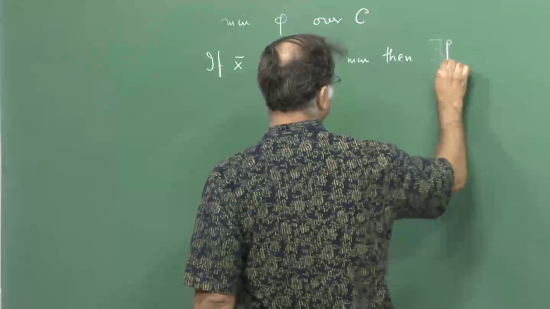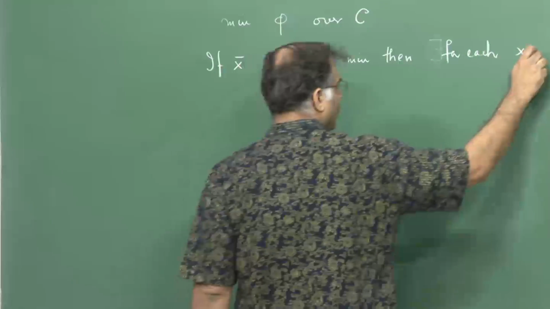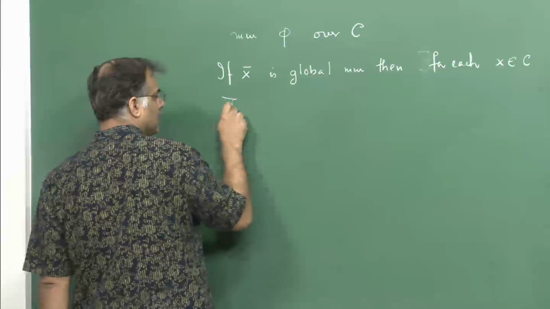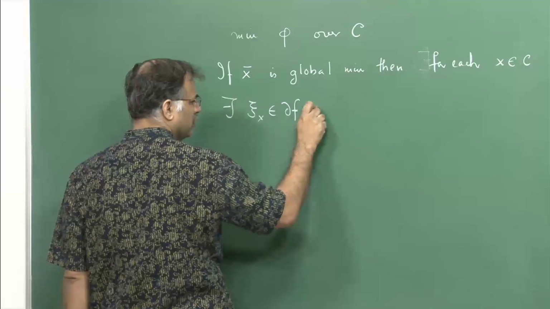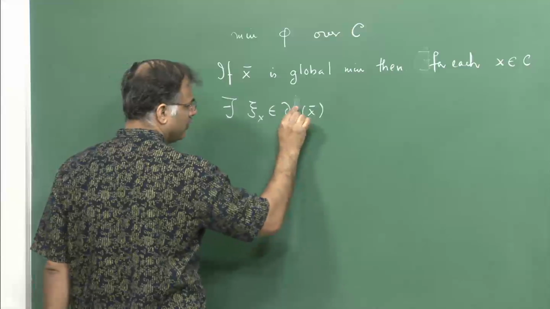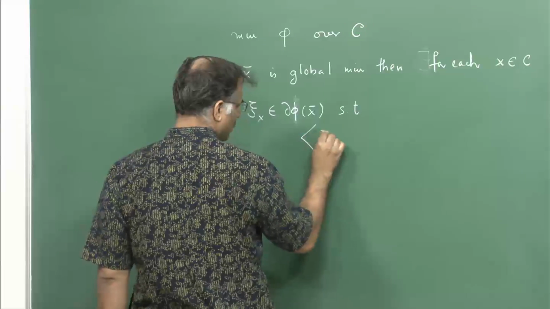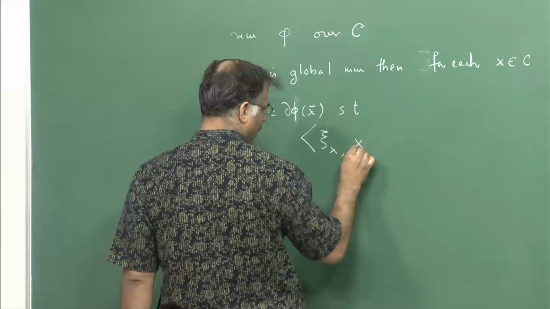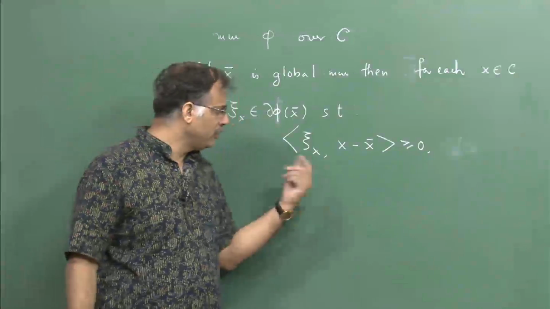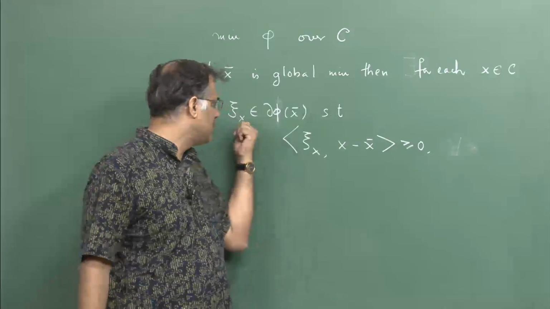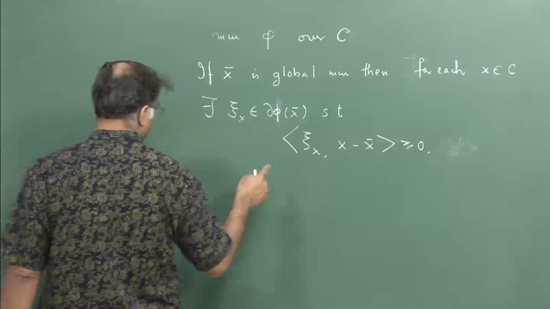So, x bar is a global minimum, then for each x in C there exists xi x belonging to, depending on the x you choose, the subdifferential of phi at x bar, such that xi x dot (x minus x bar) is greater than or equal to 0. Which means that whenever you take an x, your xi x would change. This condition is also sufficient.